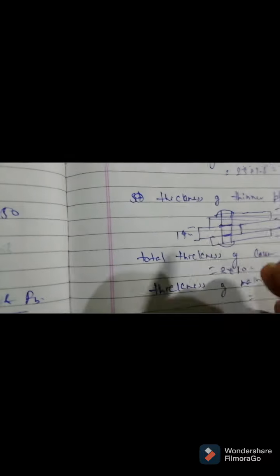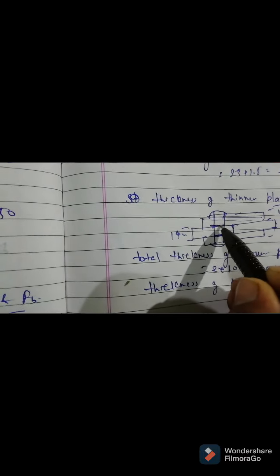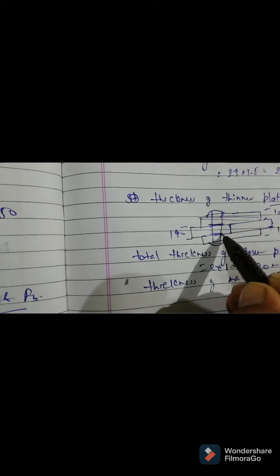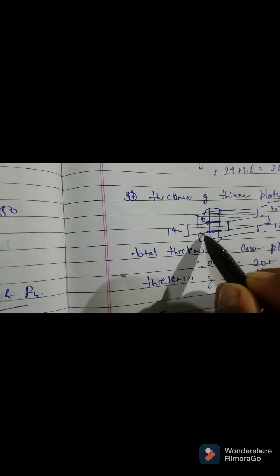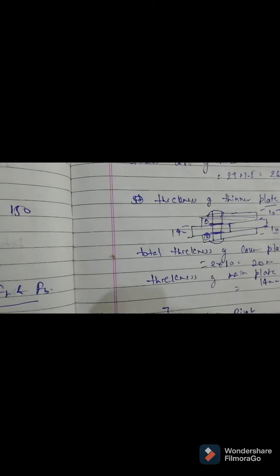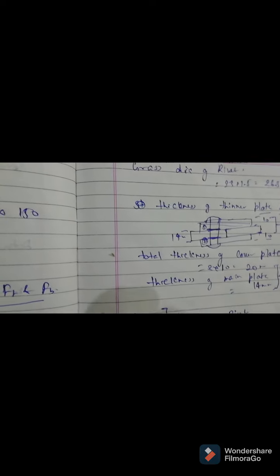The reason is why? Because there are two shear planes in the rivet. The first is here and the second is here. This is the first and this is your second. That's why in a butt joint we have to take double shear.